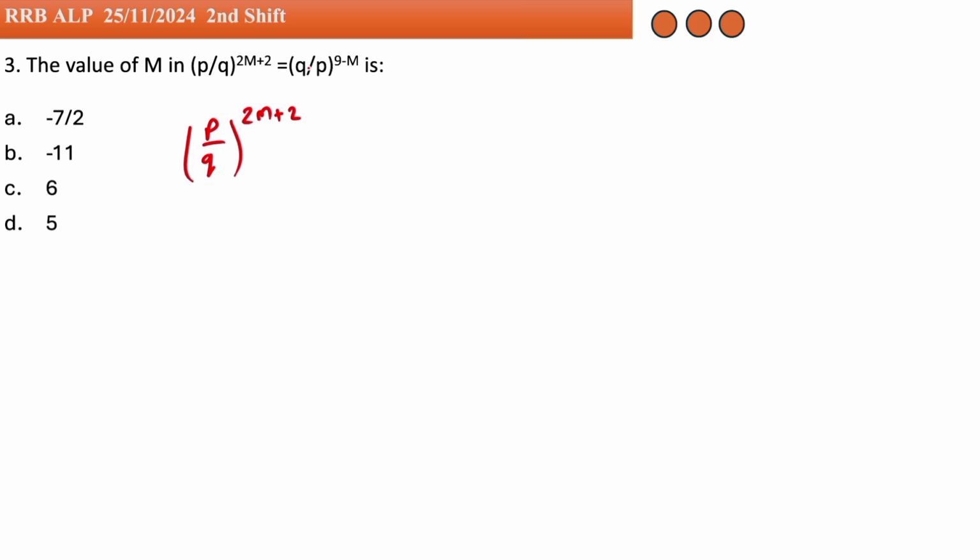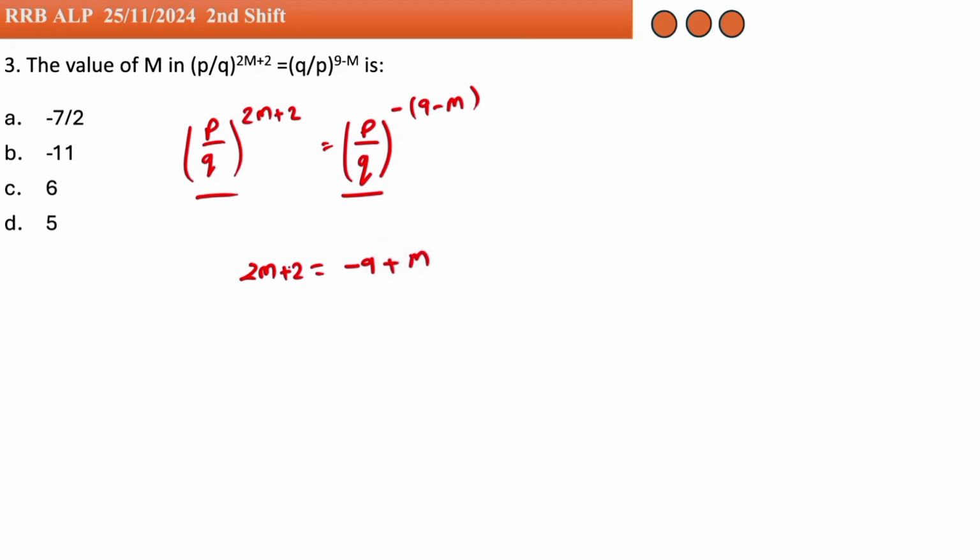The value of m in p by q and q by p. See here, p by q whole raised to 2m plus 2, and here we have q by p. So writing as in p by q form, 9 minus m can be written as minus of 9 minus m. So now bases are equal, equating the powers, 2m plus 2 is equal to minus 9 plus m.